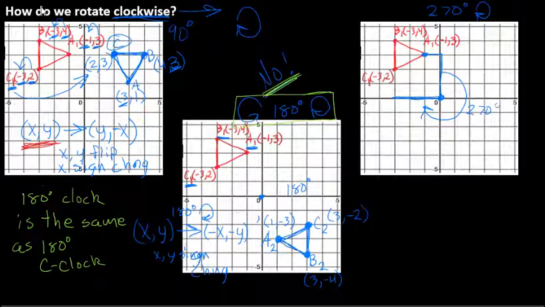clockwise. Okay, so where is everything else going to end up? Well, I'm just going to go one down, and that's going to put me right here. So there's A1. And I'll go ahead and erase.